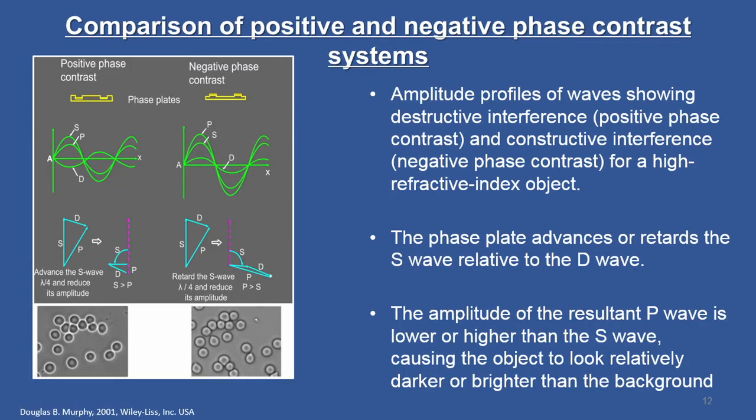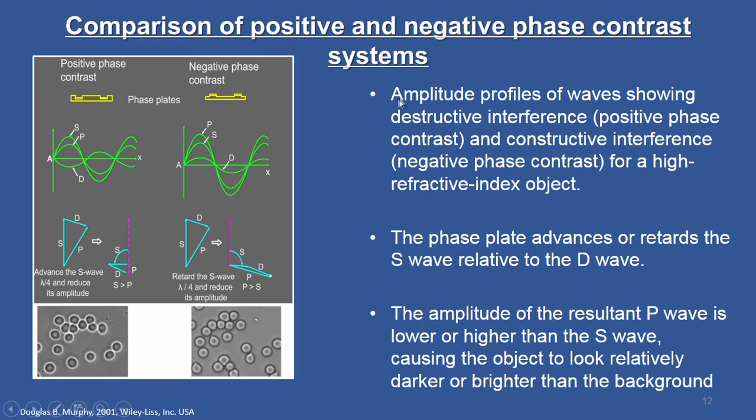Now we will see some other aspects of this phase plate: a comparison of positive and negative phase contrast systems. You have this positive phase contrast plate and this negative phase contrast plate. They do exactly opposite actions in order to produce different contrast effects, as you can see in the images.